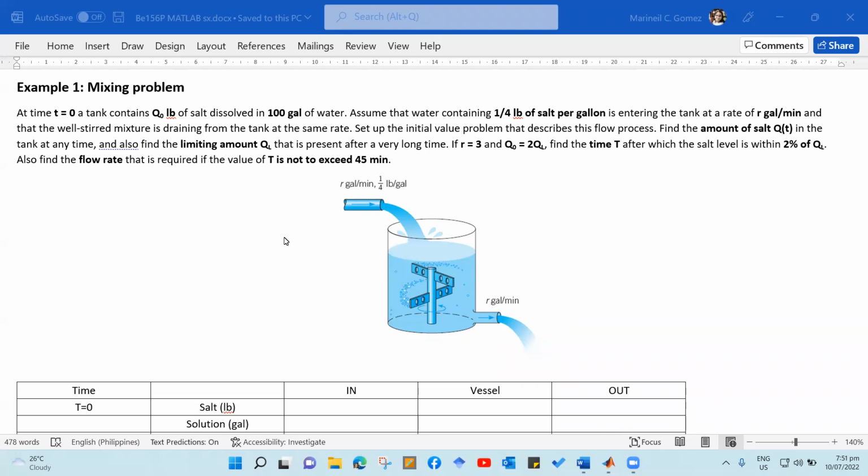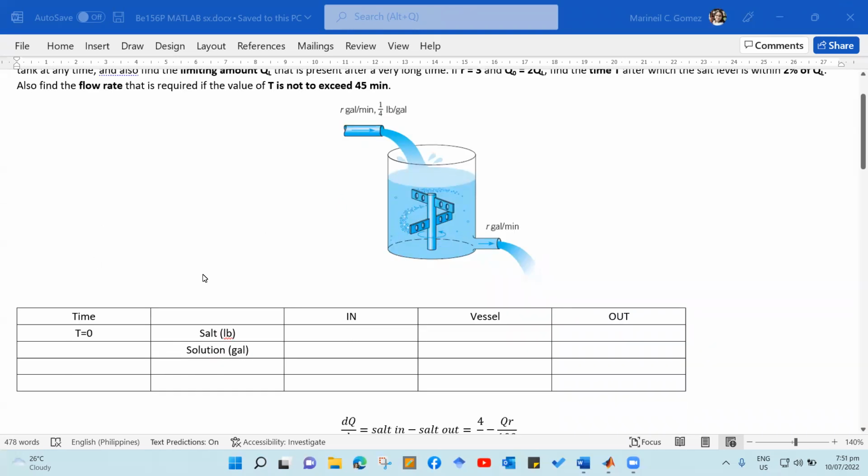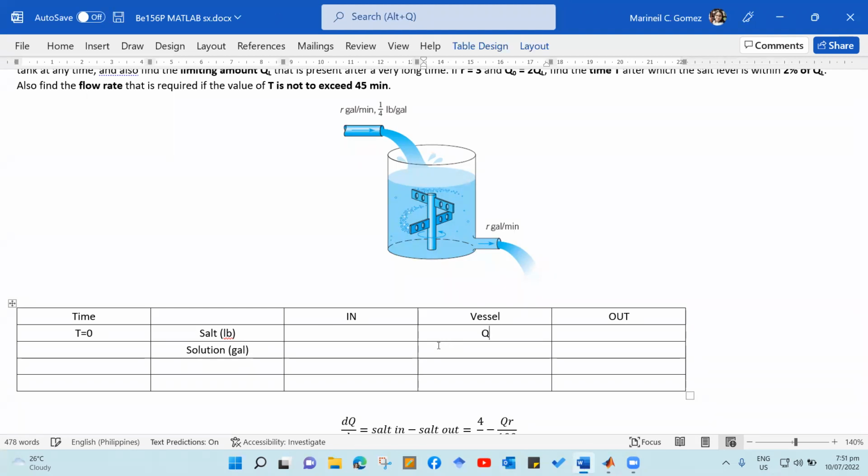So r gallons per minute. The easiest way to do this, aside from drawing the tank for the flow rates, is also a good practice to write it in a table. So in your table, I have a time column, and then this is just the label column, because you have the salt and the solutions flowing in. At time equal to 0, the amount of salt inside the vessel is Q sub 0, and the amount of solution is 100 gallons. So Q sub 0 pounds in 100 gallons.